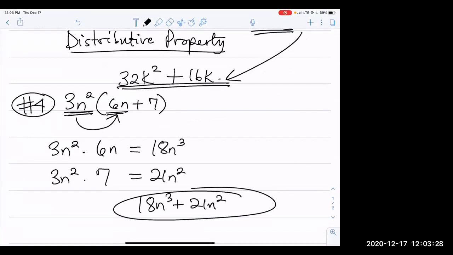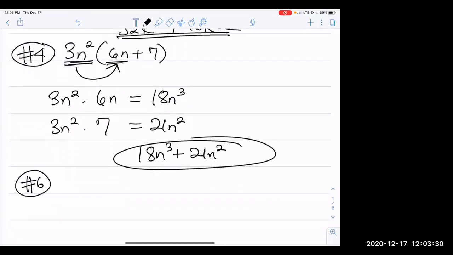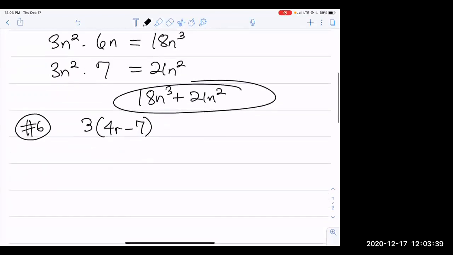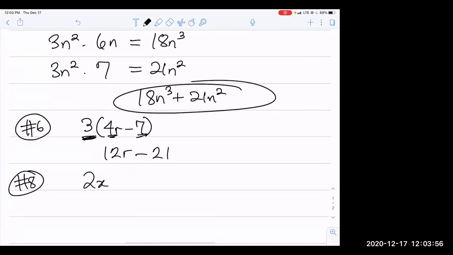Number 6 would be, we have 3 going into 4r minus 7. So again, we're using the distributive property. We multiply the 3 times the 4, that's 12r, and the 3 times the 7, minus 21. So 12r minus 21 will be the answer to number 6. Let's look at number 8. What happens if you have a situation with binomials where you have 2x plus 1 and you have x minus 4?